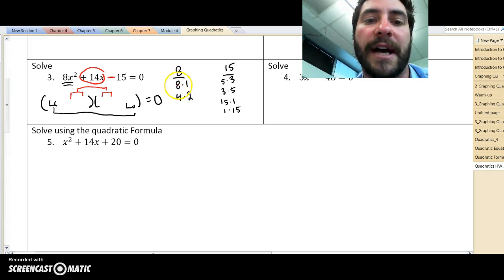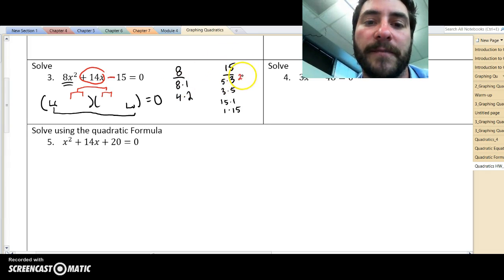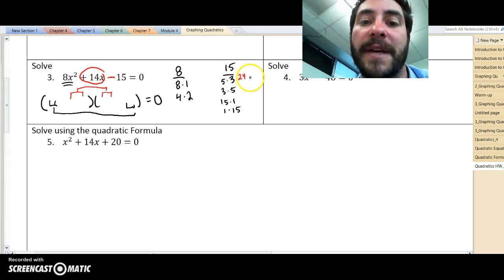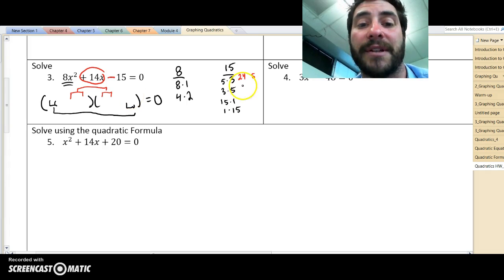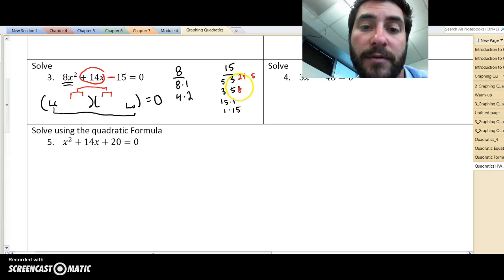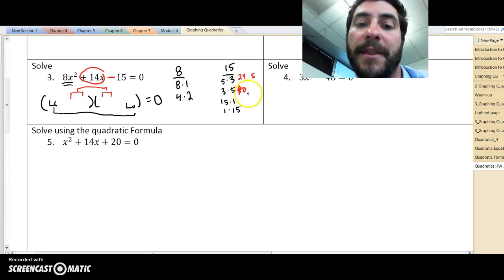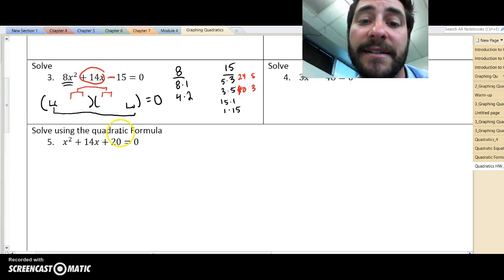Let's take the outside, which is 8, and multiply it by the other outside term. The 2 outsides make 24, and the insides make 5. And I'm going to say, do those subtract to make 14? No, they don't. Let's go on. Does 8 times 5? 40. And 3 times 1, 3. 40 minus 3 is 37, not 14.